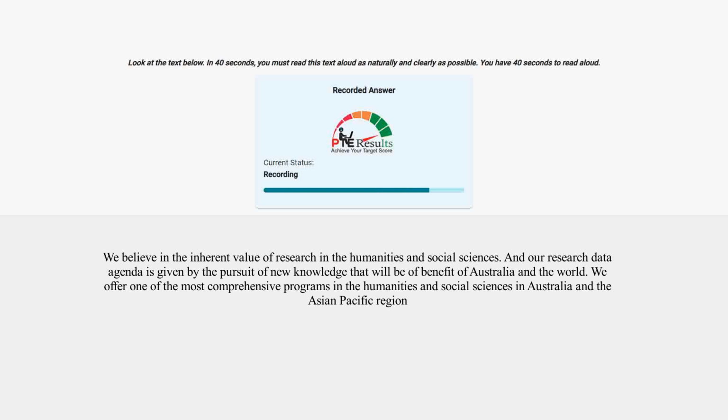We believe in the inherent value of research in the humanities and social sciences. And our research data agenda is given by the pursuit of new knowledge that will be of benefit of Australia and the world. We offer one of the most comprehensive programs in the humanities and social sciences in Australia and the Asian Pacific region.